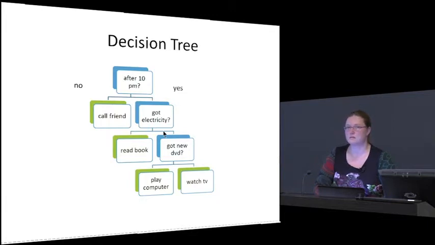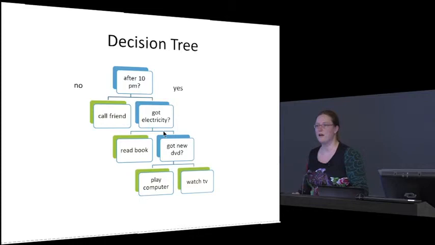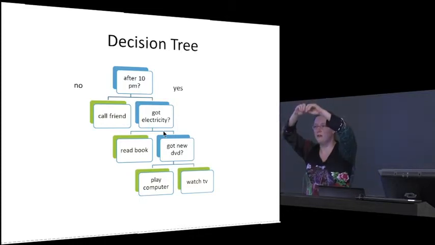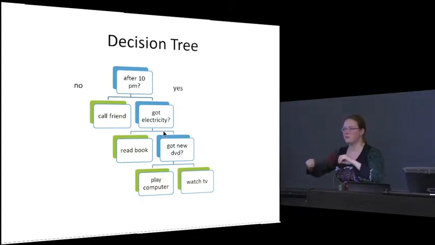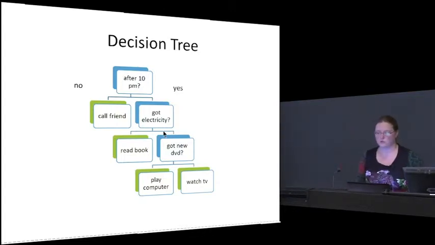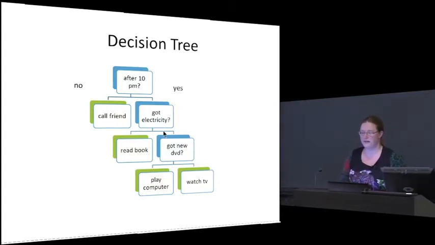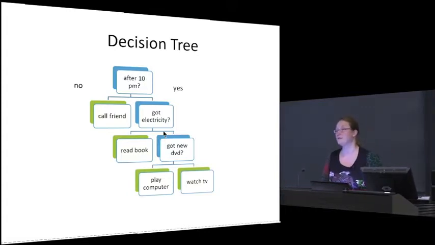It's really just what you see there. A tree is an acyclic graph. So you have your root node. And then think about these flow diagrams where you try to make decisions. So what should I do tonight? Is it after 10 p.m.? If no, you can call a friend. If yes, that friend might be sleeping. So the question is, is the electricity working?